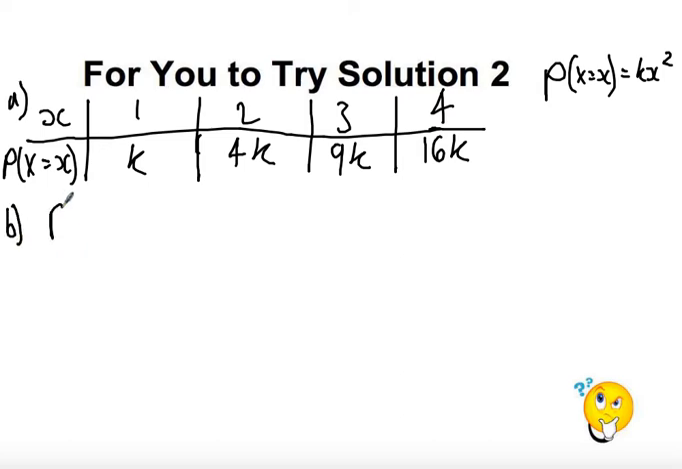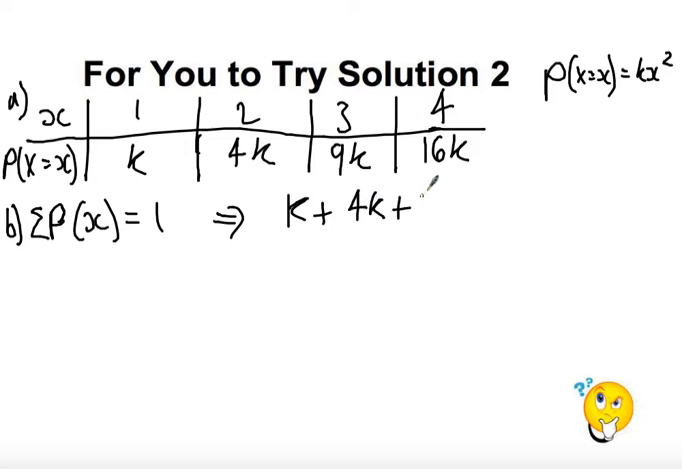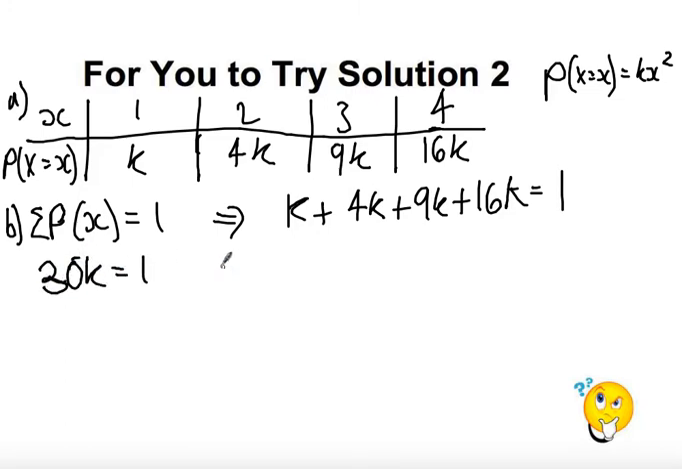Let's look at part B. Part B is to find k. What I know is the summation of the probabilities of X should be equal to 1. So that means k plus 4k plus 9k plus 16k must be equal to 1. When I total this up, I get 30k equals 1. And so when I divide by 30, I get that k equals 1 over 30.